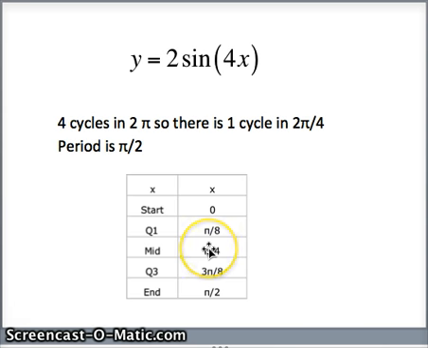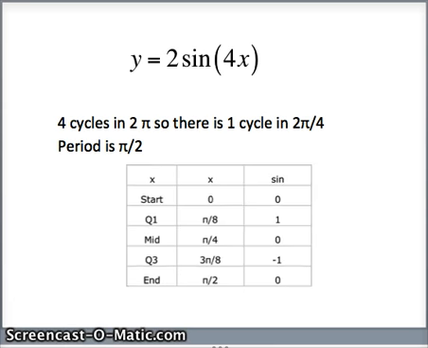Midpoint, pi over 4. Halfway point from the start point to the midpoint, in other words, the first quarter point. 0 to pi over 4, halfway is pi over 8. And then from pi over 4 to pi over 2, halfway there is 3 pi over 8. But we know what sine does. It starts at 0, goes up to 1 at the quarter point, back to 0 at the midpoint, down to -1 at the quarter point, and then 0 at the end point. We know that. So we can keep that in mind. This will be 0, 1, 0, -1, 0 at these values.